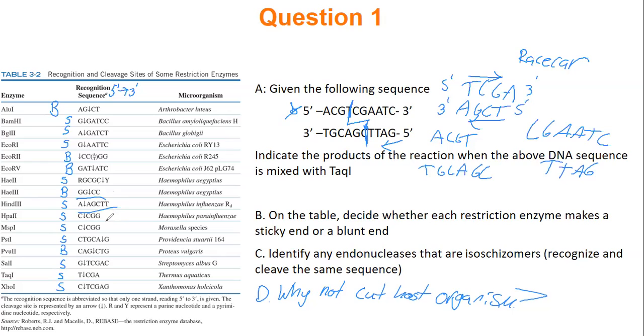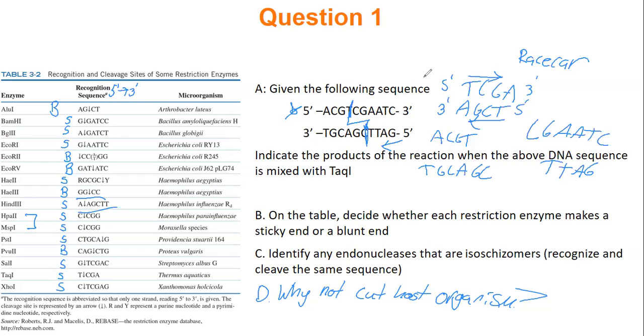And last, which one are isoschizomers? That would be HpaII and MspI. They both recognize CCGG. So here we're cutting at the same spot. It's not necessarily 100% that isoschizomers always cut the same spot. It's just that they recognize the same sequence. That's what makes an isoschizomer an isoschizomer. Any questions?